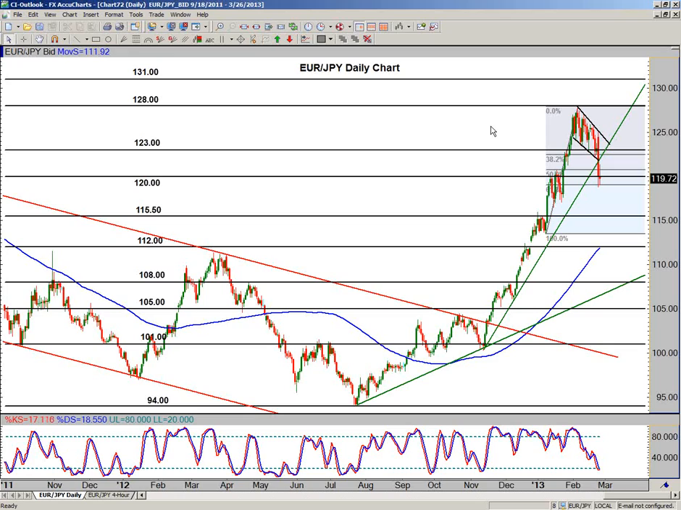So, while technicals are what we call fractal, which means that they occur on all time frames at the same time, they work better on some time frames than others, from my perspective. I tend to think that technicals work a lot better on the longer term time frames, including the daily chart. But again, I'll look at the daily chart, the 4-hour chart, and the 1-hour chart.